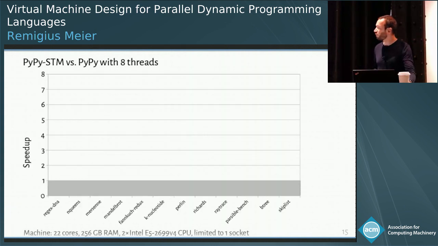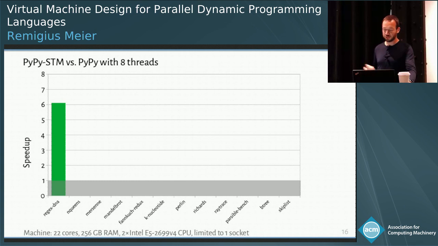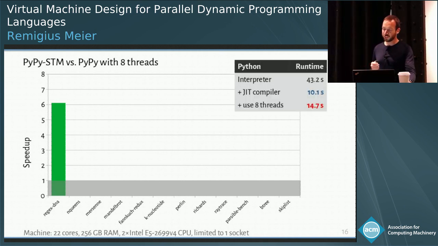So here's the speed up graph. On the y-axis, we have the speed up. And if it's above 1, it means that the runtime on PyPy STM was lower than on PyPy, which means it's better for us. So we have on the x-axis our programs, and here's one of them, where we get a 6 times speed up. This is actually the example from the first slide that we had. So instead of getting a 40% slowdown, we now get the 10 seconds with the just-in-time compiler down to 1.6 seconds on PyPy STM. So this is the 6 times speed up here.